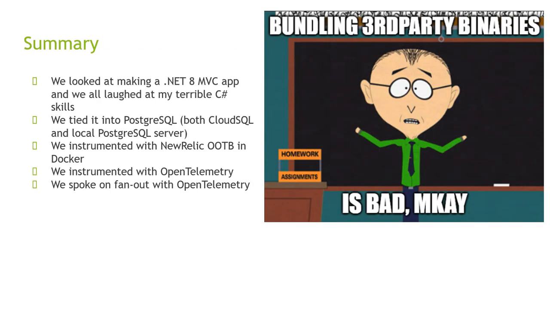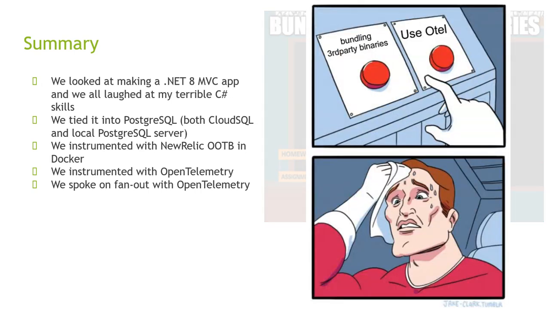So, in summary, we looked at making a new .NET 8 MVC app, and we laughed at my terrible C# skills. We tied into PostgreSQL, both Cloud SQL and a local PostgreSQL server. We instrumented with New Relic out of the box in Docker. We looked at OpenTelemetry. We even showed some examples of fanning out with OpenTelemetry, looking at New Relic, GCP, as well as Zipkin. I want to point out, like I said before, you can do the bundling of the third-party binaries and have two different containers, or use OpenTelemetry. Both kind of mitigate the risk if there's an outage or you need to update things on the side, right?